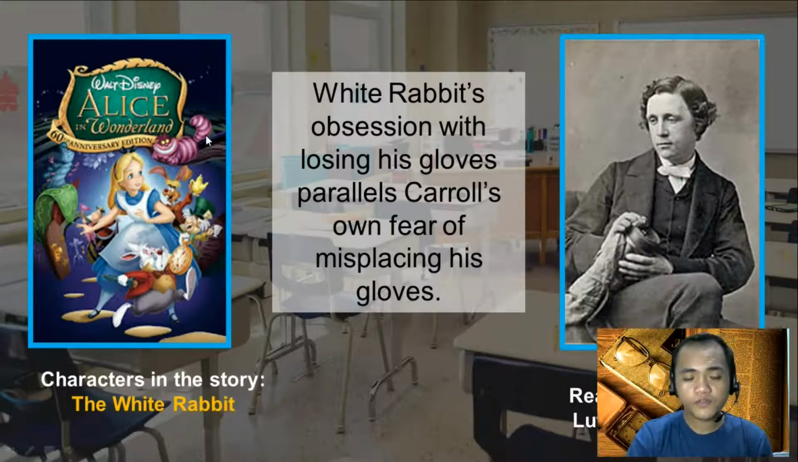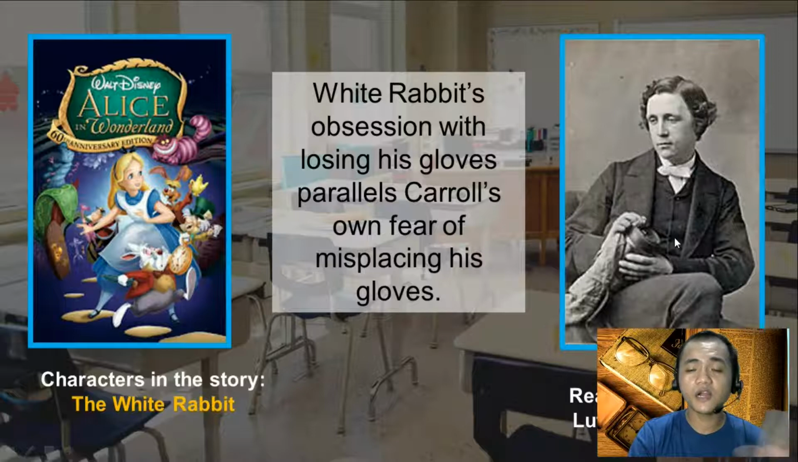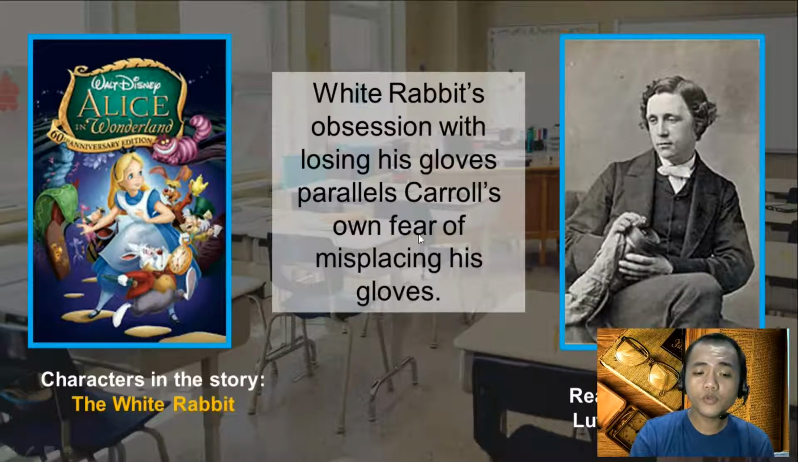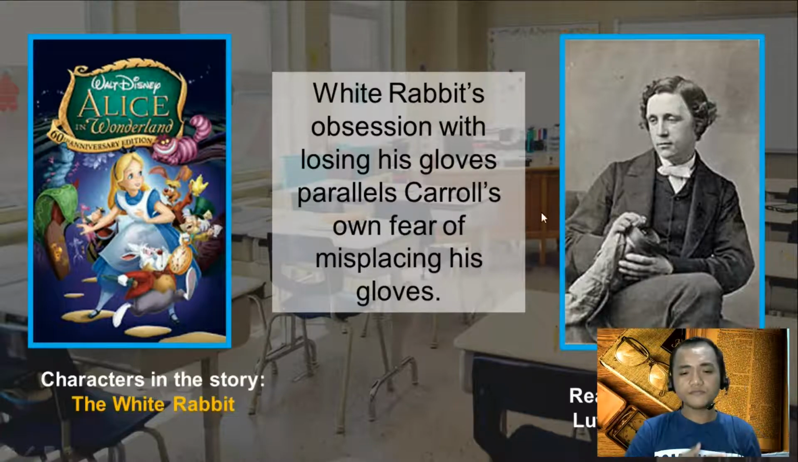Also, one of the things we can point out if we use the approach is perhaps the similarity between the characteristics of the White Rabbit, the character in the story, and the characteristics of the author, Lewis Carroll. Here we could see that the author and the rabbit, interestingly, share the same characteristics. As you see, they are both obsessed and afraid of losing their gloves.